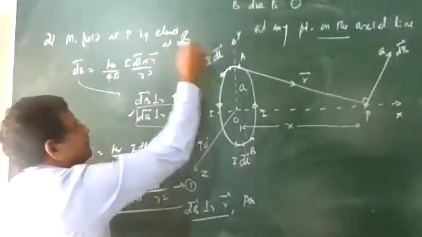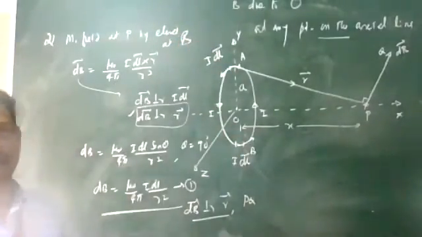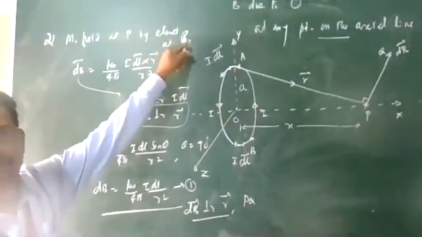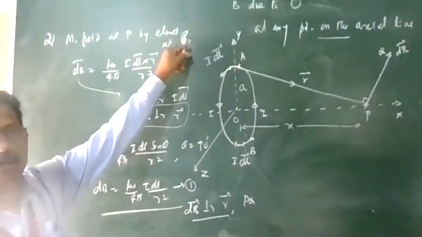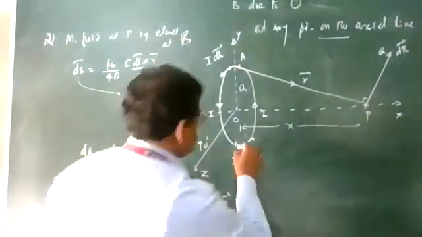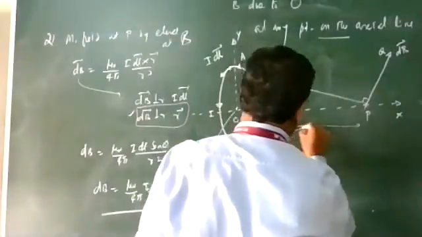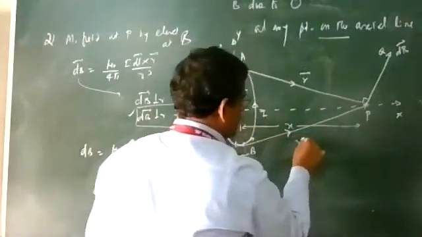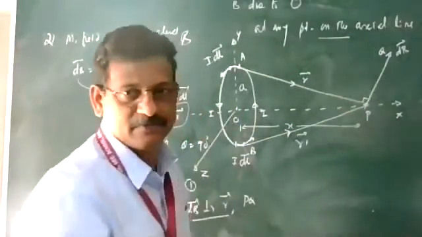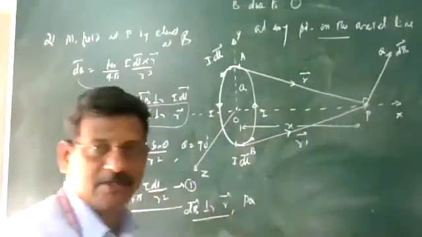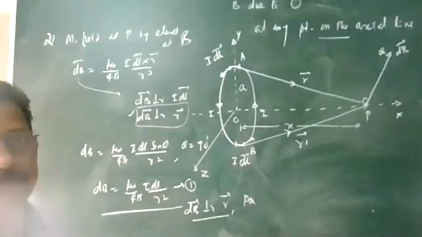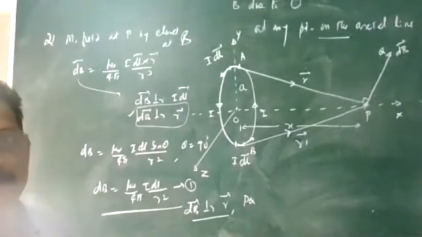Now at B, find the position vector. The position vector has to be drawn. It is a different position vector, r dash vector. The r dash vector is only the position vector. The magnitude is the same: AP and BP remain the same, but the position vector may be different.